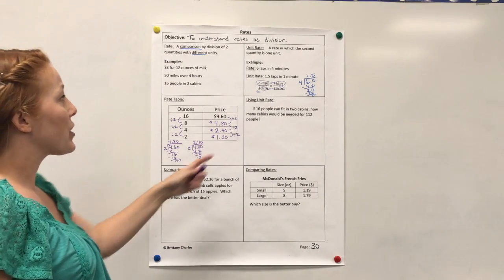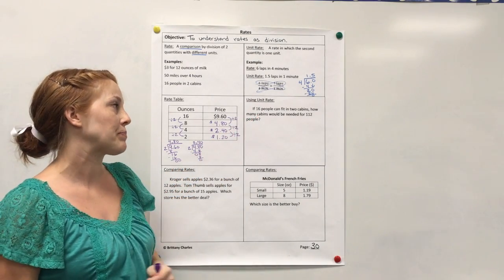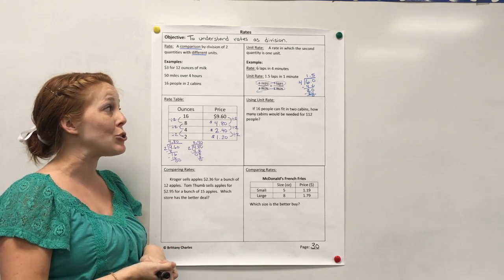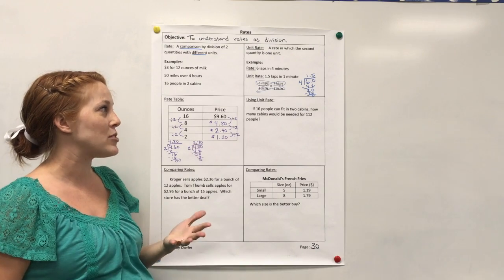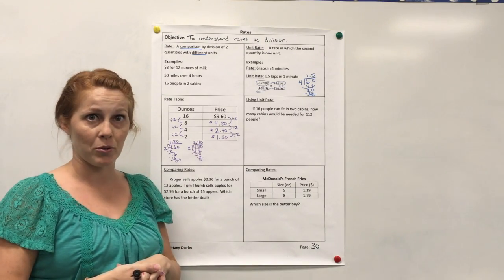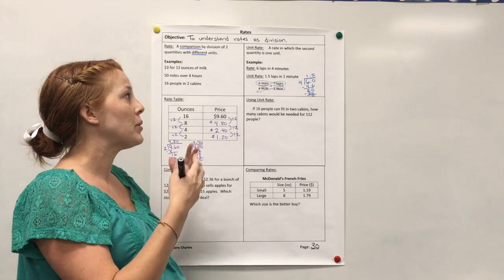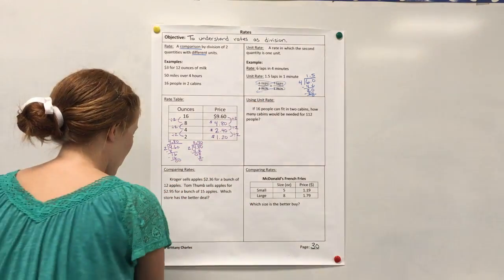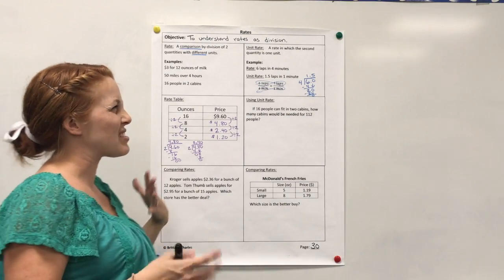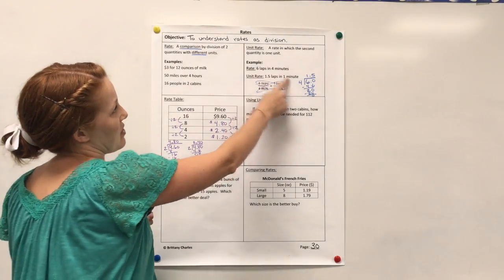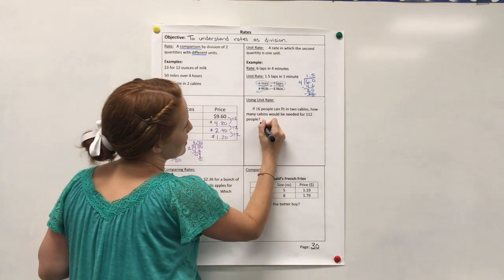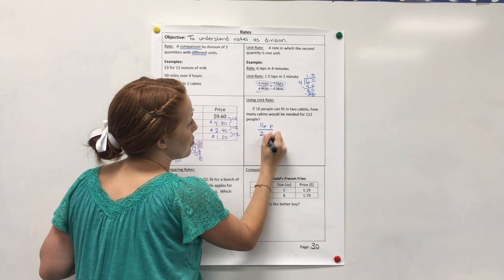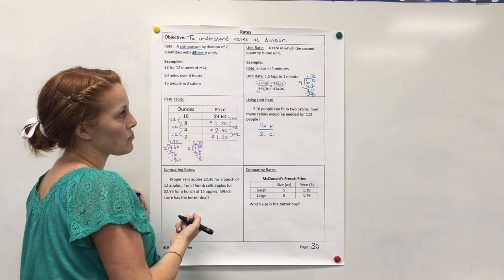Okay, so now we're going to look at a word problem. It says, if 16 people can fit in 2 cabins, how many cabins would be needed for 112 people? Well, I'm going to set up what's called a proportion, but we're going to use unit rate to actually solve it. So a proportion just kind of means like equivalent rates, okay? Sort of like this. So I know that 16 people, I'm going to put a P for people, can fit in 2 cabins, C for cabins.